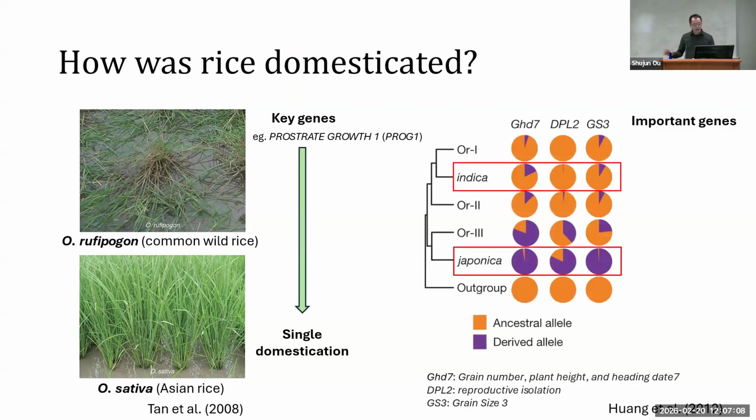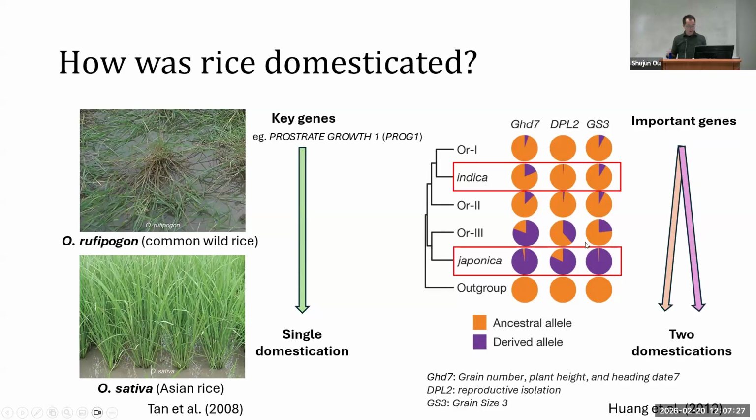But if you look at other important genes, such as those controlling when they flower, how tall the plant is, whether they have reproductive isolation, or the grain size, you start to identify there are different alleles. In indica, they're mostly the ancestral allele, and in japonica, they're mostly derived. And that suggests they've been domesticated twice or more than twice.